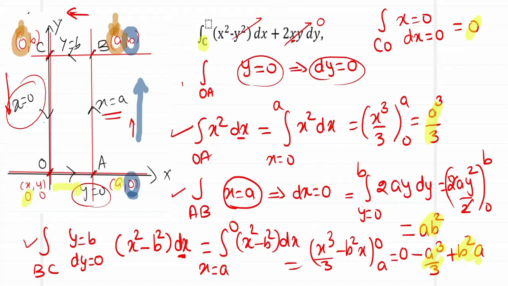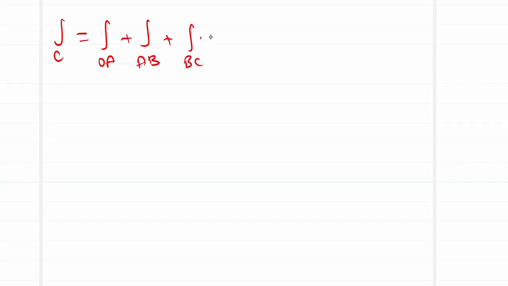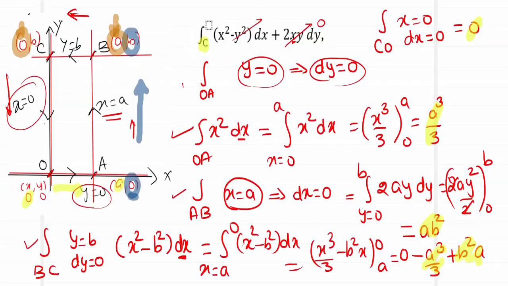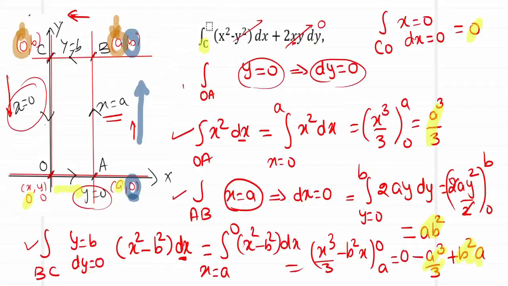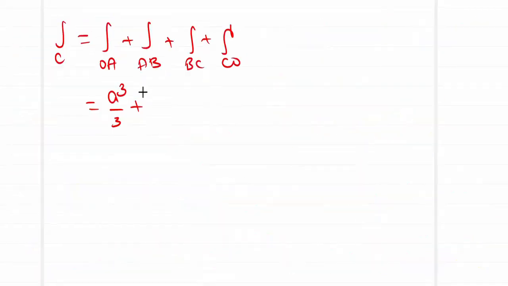So when I take the addition of all the four, we'll have integral over C equals integral over OA plus integral over AB plus integral over BC plus integral over CO. So when we have it, this will be equal to along OA. What was along OA? A cube by 3. So this is a cube divided by 3. Along AB, how much we have? Along AB, I have ab square. And now for BC, it is going to be minus a cube by 3 plus ab square, and for the last part we have it to be equal to 0.